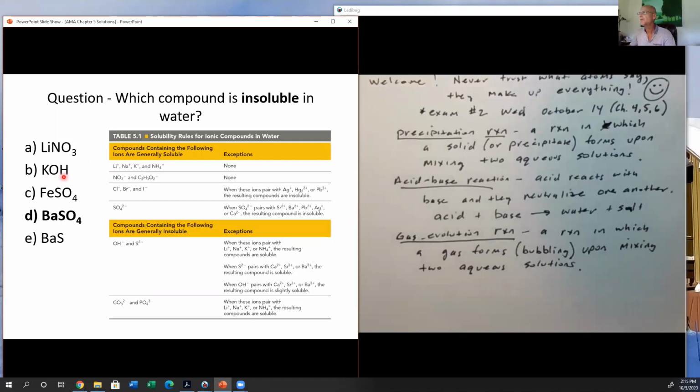Potassium hydroxide. Some of you put that that is insoluble, but if you look at this, hydroxides are down here, and potassium is an exception, right? Which means that it is soluble. Also, you know that potassium is up here, and that has no exception. So anytime you see potassium, that's going to be soluble, right? Iron sulfate. If you look at sulfates, they're normally soluble, and iron's not an exception, right? Barium sulfate, you look at sulfates, normally soluble, but aha, there's barium, right? So that's an exception, so that tells you that this is the one that's insoluble, okay?